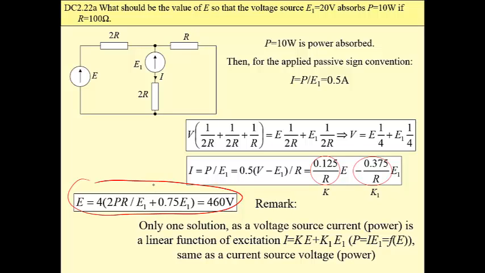The voltage source current, this current that designates our power, and this relationship is given here, is a linear function of excitation. Then also power is a linear function of excitation, power which is absorbed or supplied by a voltage source. The same can be repeated with the current source. Current source voltage also is a linear function of excitation, and also power supplied or dissipated by a current source is a linear function of the source value.